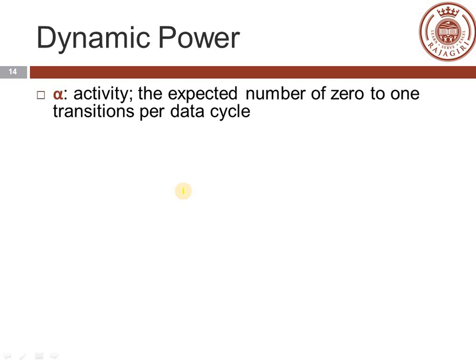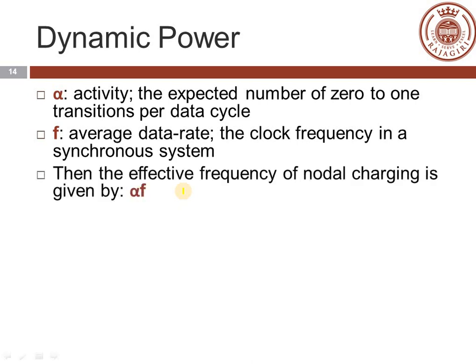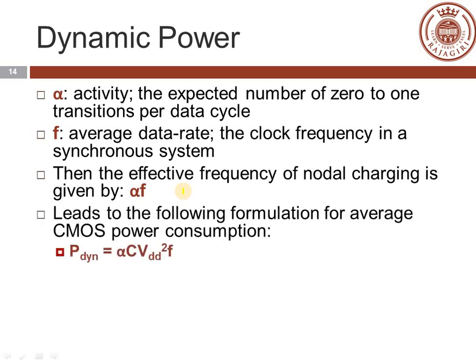Let alpha be the activity, that is the expected number of 0 to 1 transitions per data cycle. F is the average data rate, that is the clock frequency in a synchronous system. Then the effective frequency of nodal charging can be written as alpha times F. This leads to the following formulation for average CMOS power consumption, that is P dynamic is equal to alpha times F into C into VDD square.